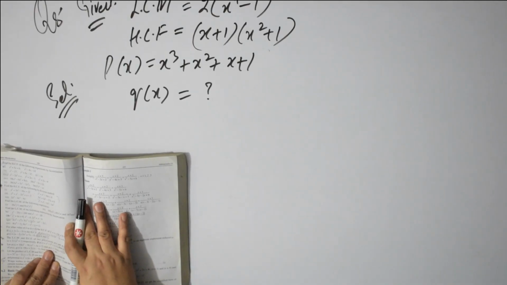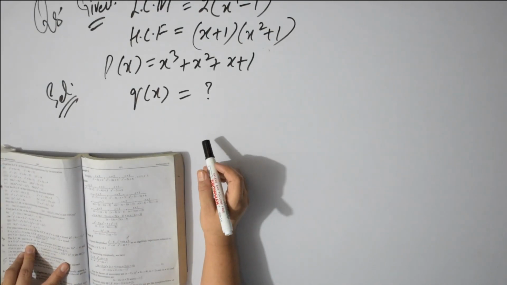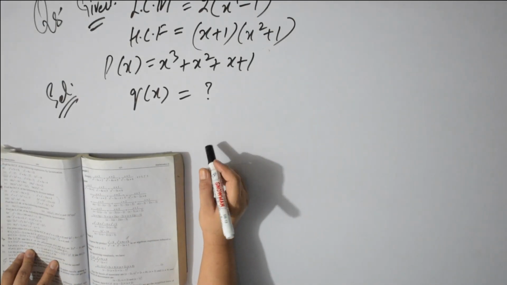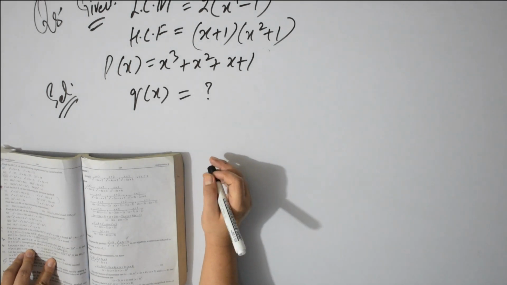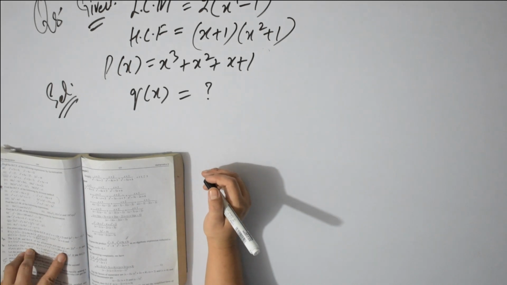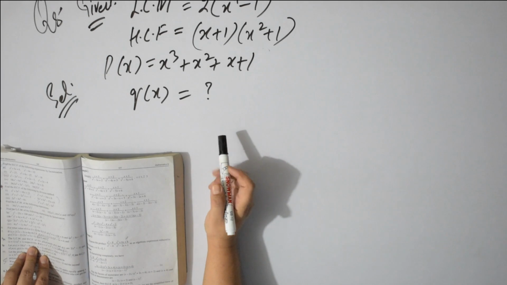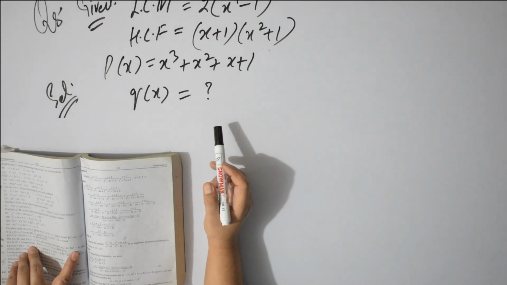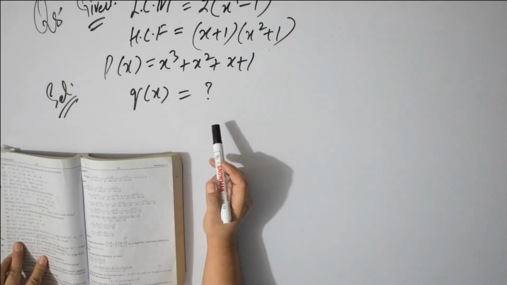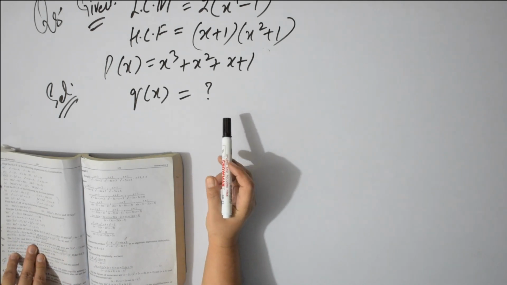Okay students, now question number 8 I am reading. LCM and HCF of two polynomials p of x and q of x are this and this respectively. If p of x is equal to this, find q of x. Okay, LCM and HCF of two polynomials are this and this respectively. Respectively means the first value they have given you is the value of LCM, and the second value they have given you is the value of HCF.